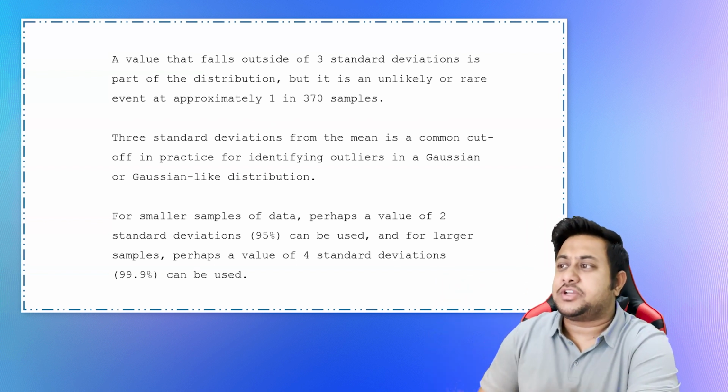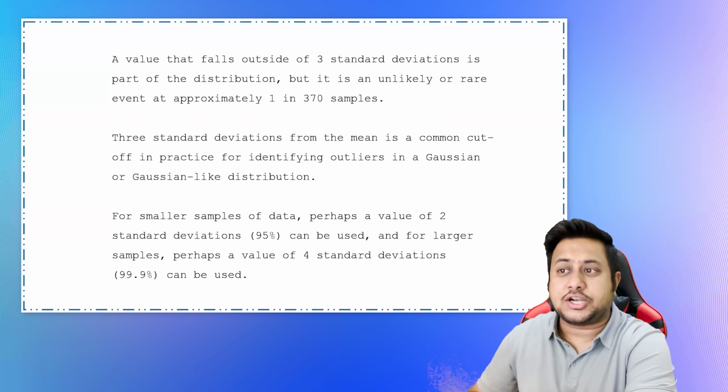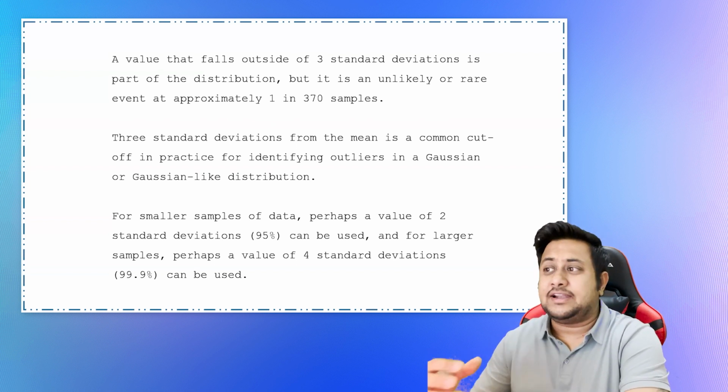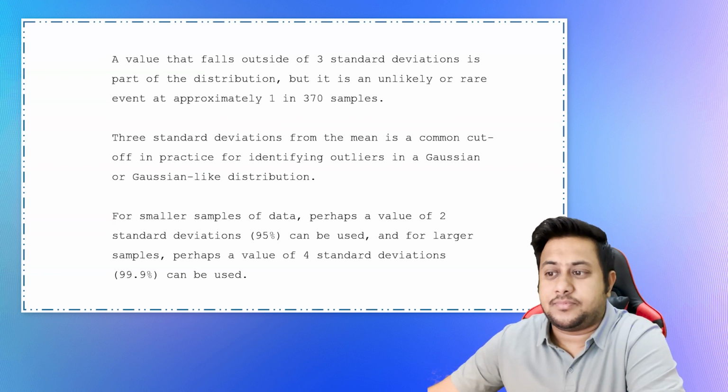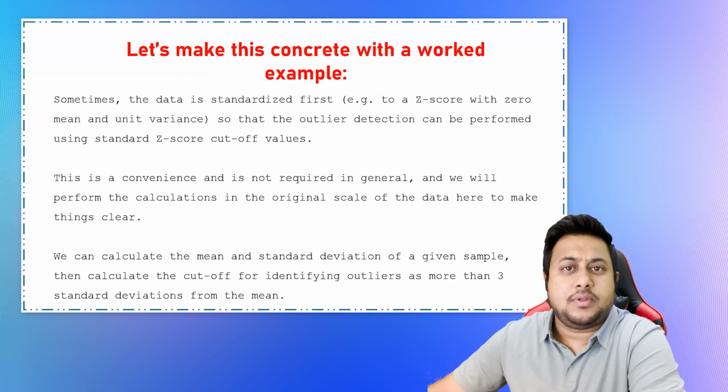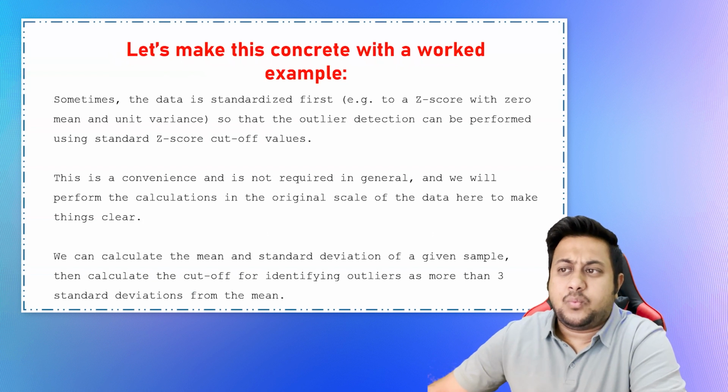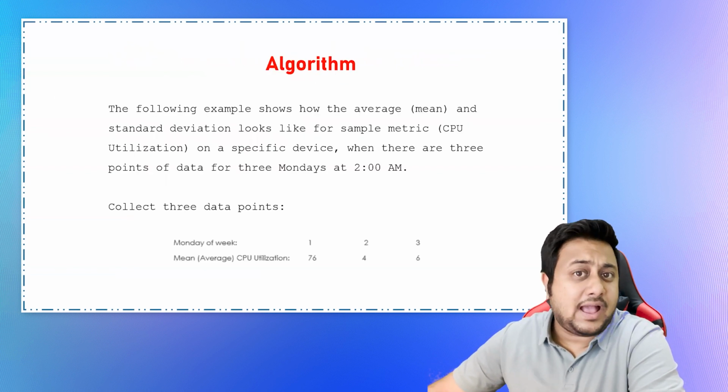3 standard deviation from the mean is a common cutoff in practice for identifying outliers in a Gaussian or Gaussian-like distribution. Okay, so this is the problem, but we'll talk about the solution. हम लोगों ने क्या algorithm बनाया था?